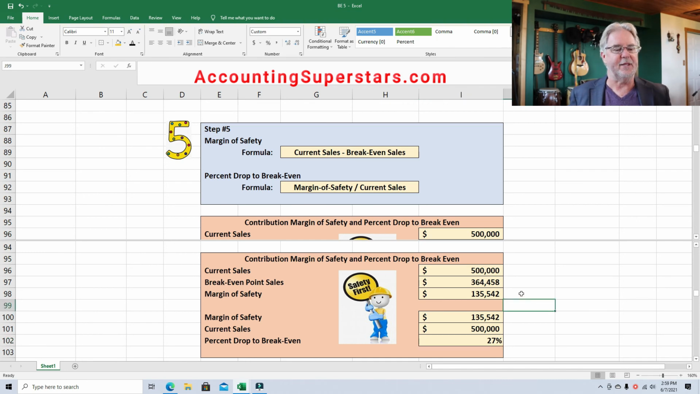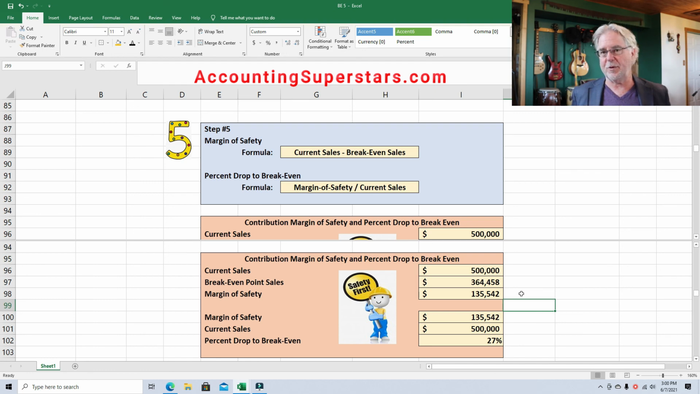So in other words, the sales could drop by 27% before they would start losing money. So if sales were to drop by 30% or 35%, they'd be losing money. So again, it's a measurement of how risky the company is. Now, is 27% good or bad? Well, it depends on the company. It depends on their goals. It depends on what they want. So you really can't say in this example, oh, 27% is good or bad. But at least they're operating above the break-even point and they are making money. That's the most important thing.